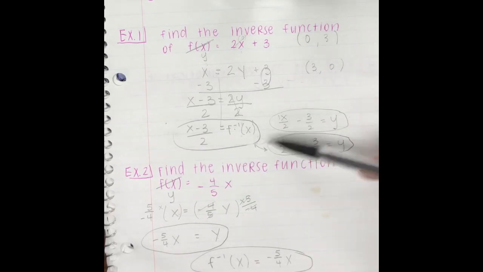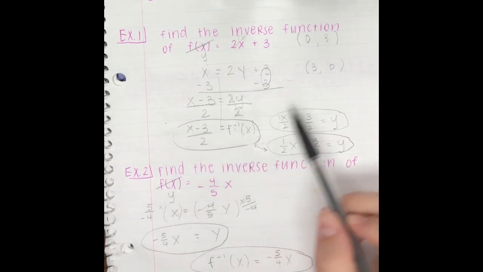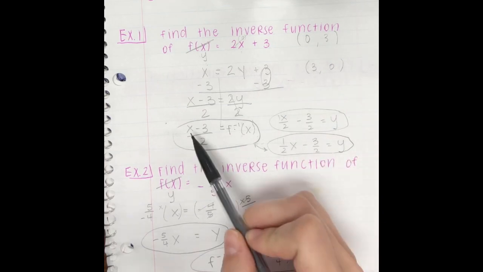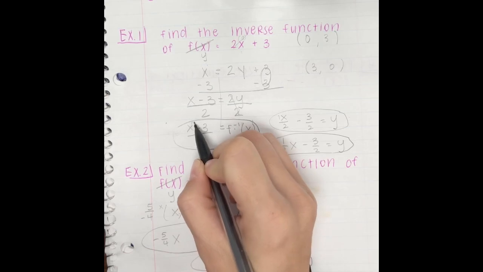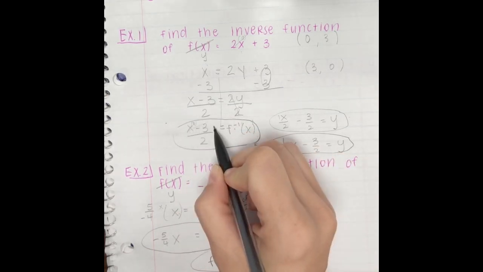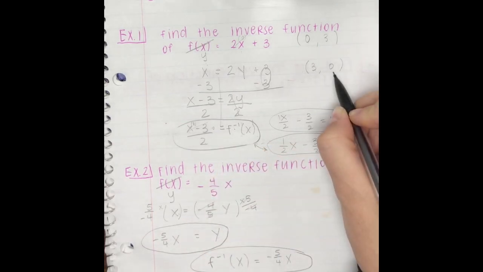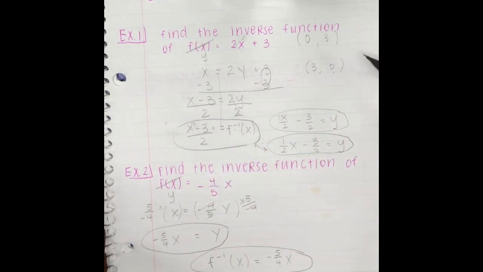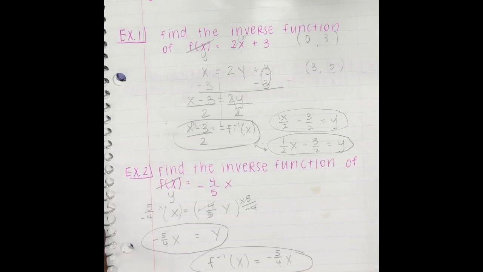It doesn't matter which one you choose. This is probably the easiest form to plug into. So we would plug in a 3 for my x, and we would have 3 minus 3, which is 0. And 0 divided by 2 equals 0. So you can see it works. You flip the point, you plug it into the inverse function, and it gives us our other value.